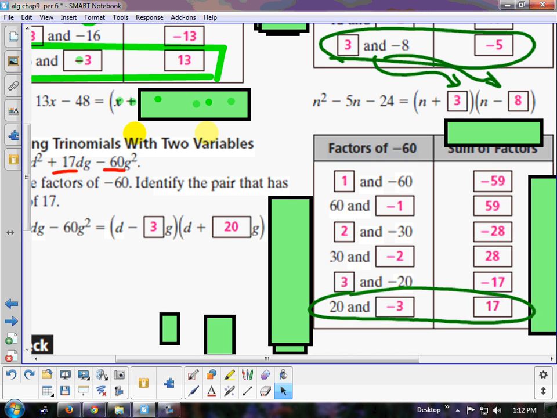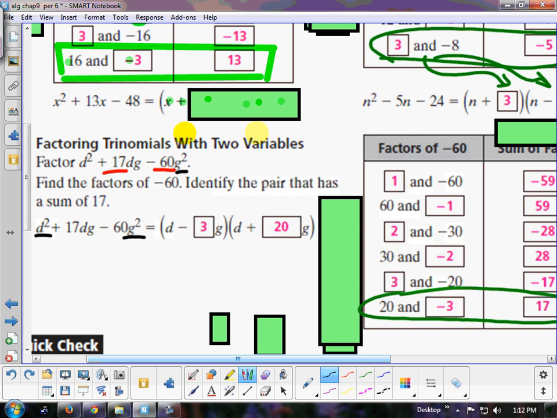So when you do the box method, your corners are going to add up to 17. In the end, the diagonal is going to add up to negative 17, and the bottom number is going to be 60. Now, there's an extra G here. So when there is another variable involved, so when you have G squared and D squared, you're going to put a variable in each spot and then figure out the numbers. So that's just an extra step. It's really not too bad.